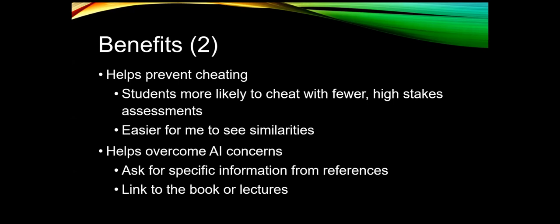And that way I'm not depending on AI detection, and I'm not accusing the student of cheating. I can have a conversation about how the link you have isn't the same information you have. So help me bridge the gap. And if you ask them to link to the book or lecture, something very specific, that makes it even easier.